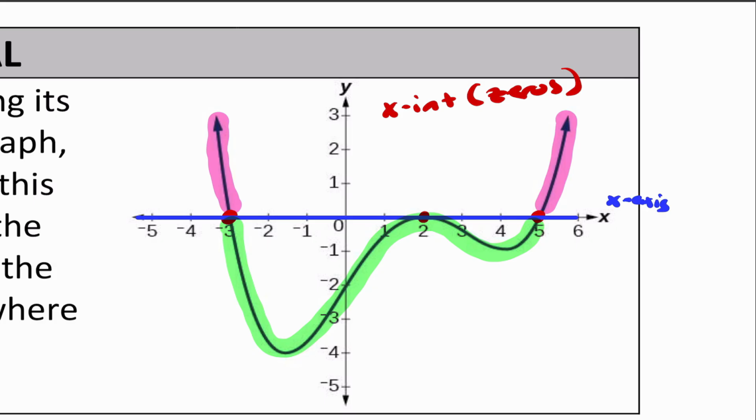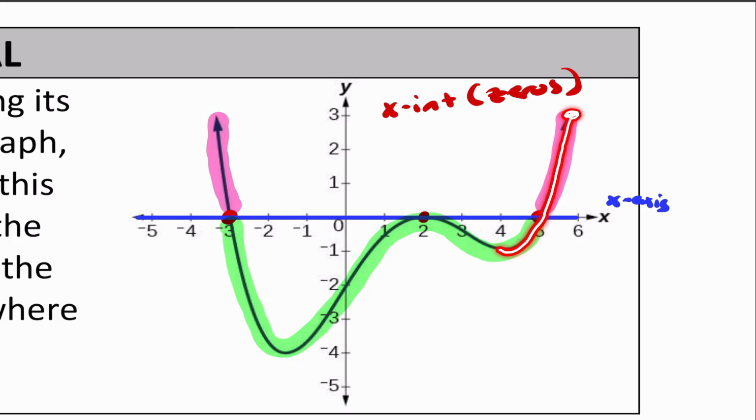So how does this all play out? Well, let's go ahead and start over here. So I'm going to use my laser pointer. I'm going to start over here. We are going to start up top, positive, right? So as I approach the x-intercept of 5, well, that is a single root. So whenever you have a single root, you're able to cross over the x-axis just like that.